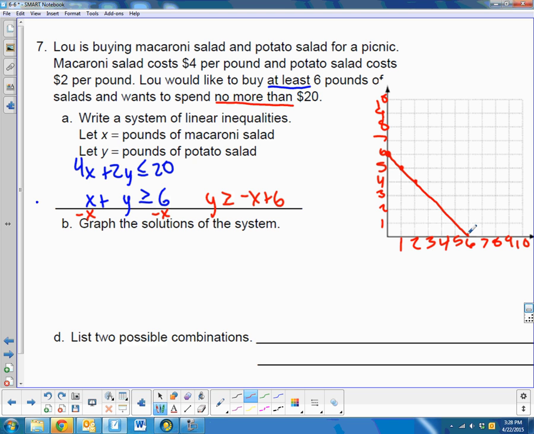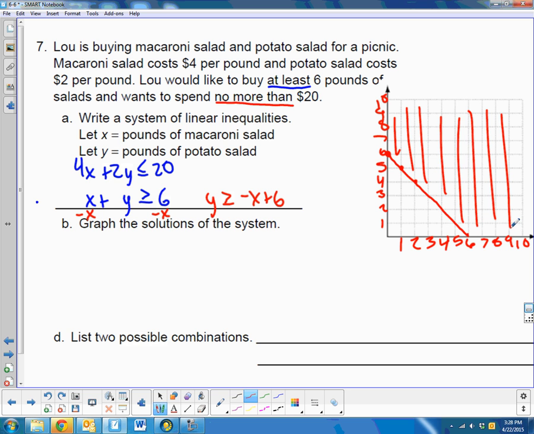And then y is greater than or equal to, which means everything above the line would get shaded. So in terms of how much potato salad you could get, 7 pounds would be fine, 8 pounds, 10 pounds, 12 pounds, 500 billion pounds. Lots of potato salad. Now let's look at the other one, the blue one.